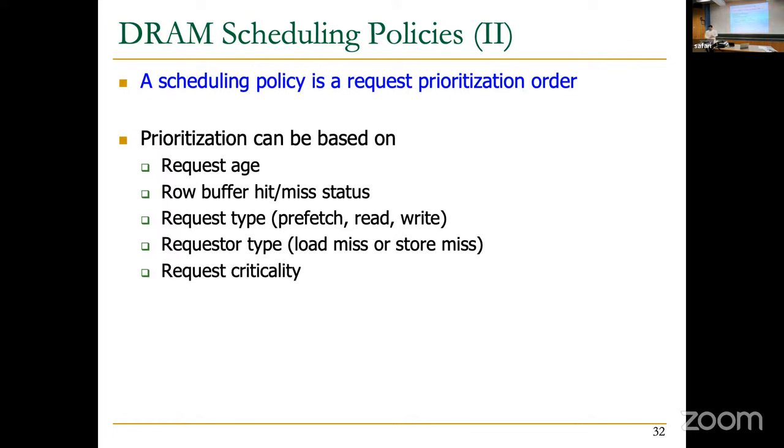And then request criticality, you can try to understand what's the dependency chain in your processor reorder buffer, for example, for instructions that depend on this load miss. And if that's a very long dependency chain, you might want to favor it. You might want to serve it earlier so that you utilize your processor resources more.